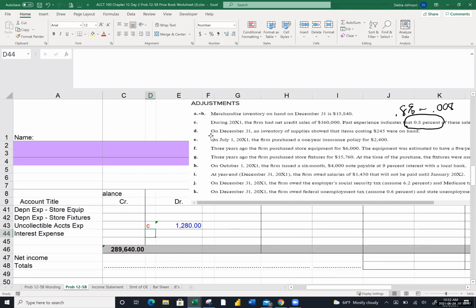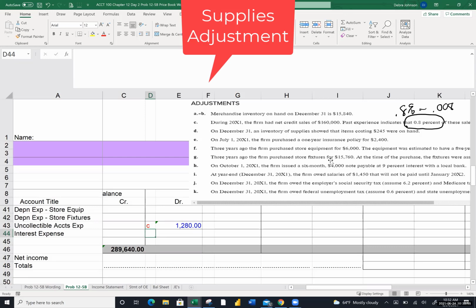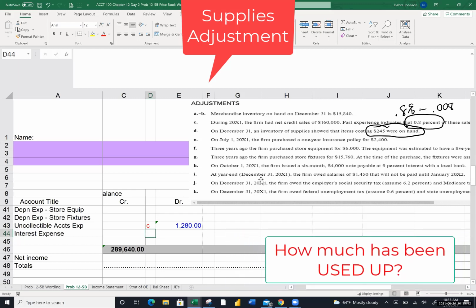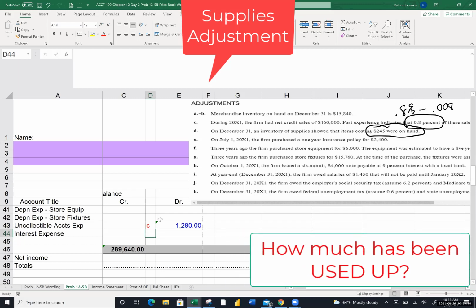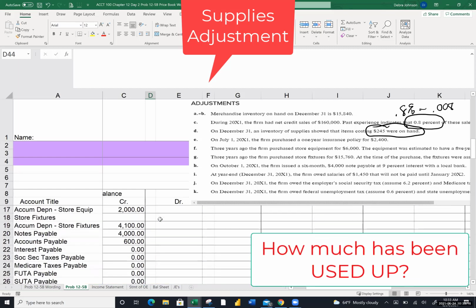Okay, then letter D is an old one. It says on December 31st, an inventory of supplies. Now remember, this author, just like in chapter 5, will go back and forth between how much was used up and how much was on hand. He's going to change the wording. And so what we always need to figure out, if they don't give it to us, is how much has been used up. So let's go up to the supplies account.